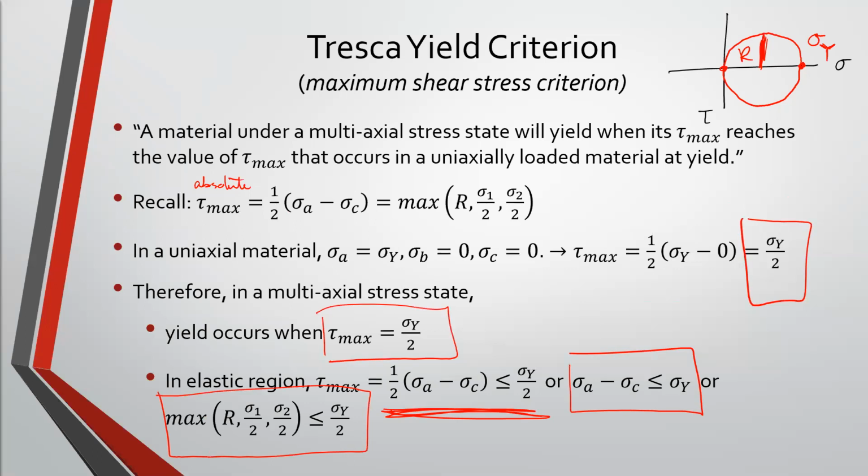But the point is, for any multi-axial loading, we need to figure out what our sigma A and sigma C are. Then we can figure out our absolute maximum stress, and then we can see how that compares to our yield stress. So let's do an example to illustrate this.